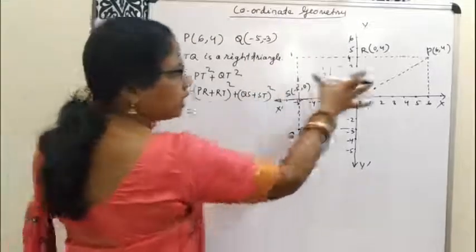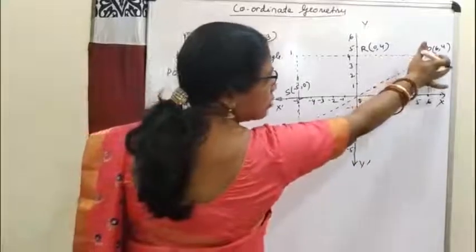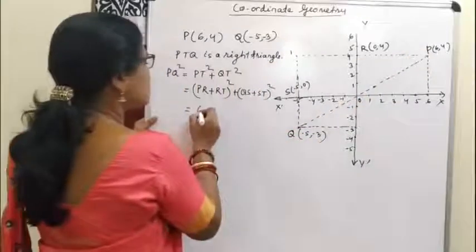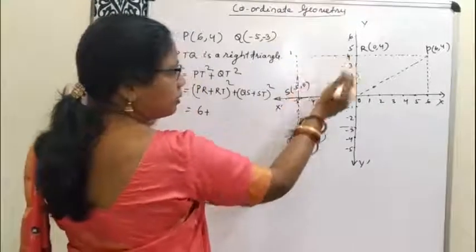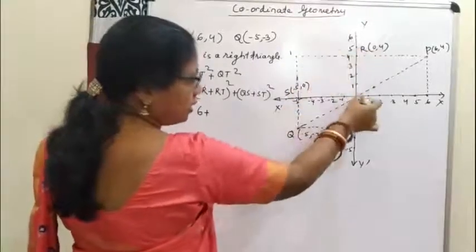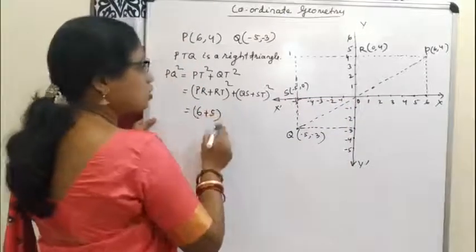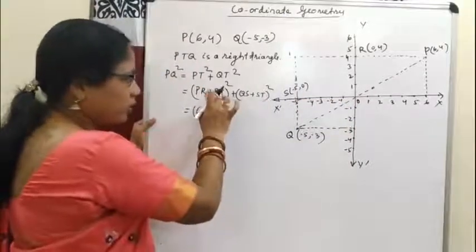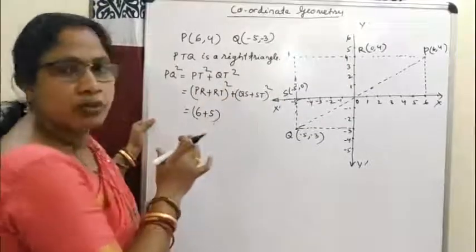So what is PR here? PR is 6. That is the x coordinate of P. So that is 6 plus RT; from R to T, this is 5 units. So 6 plus 5. Here we have to put the distance, so no sign should be there, distance should be positive.